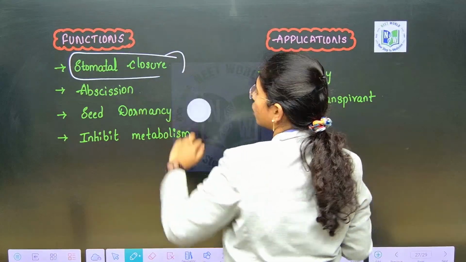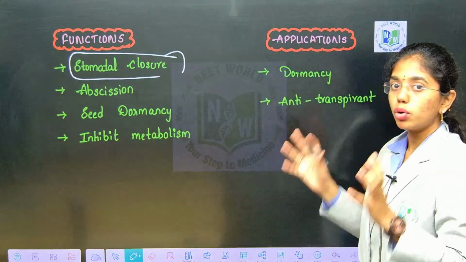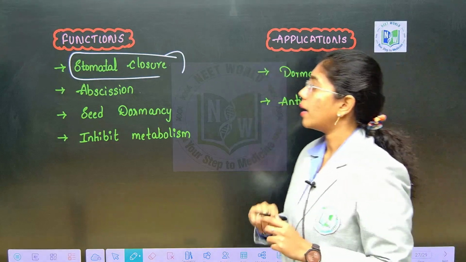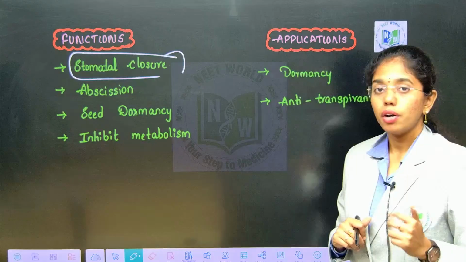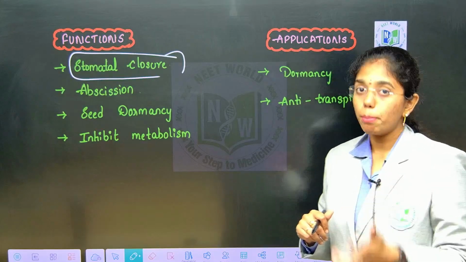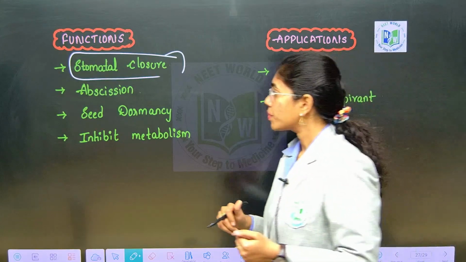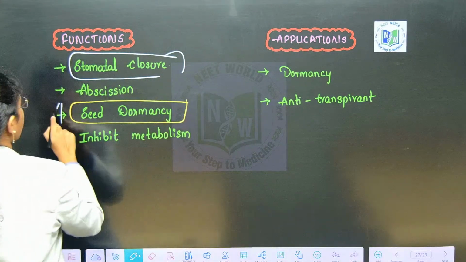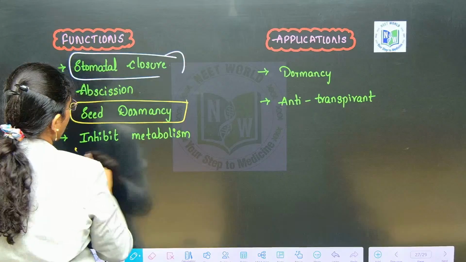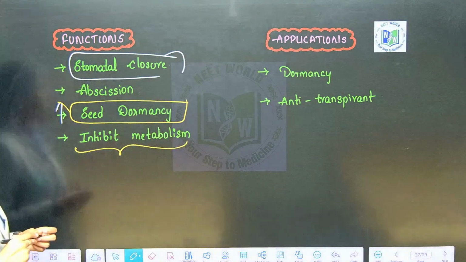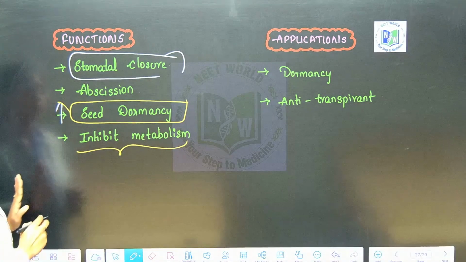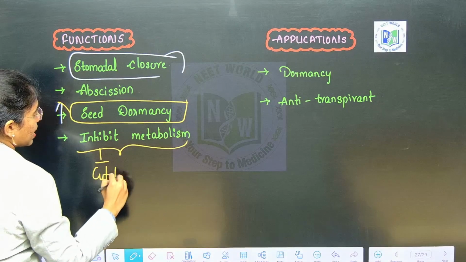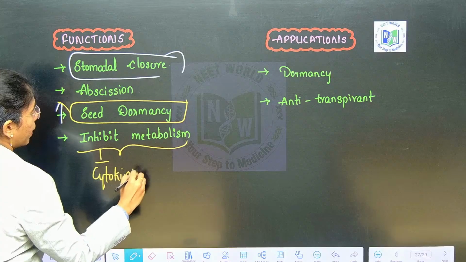During stressful conditions, when the plant is unable to hold the bulk of the leaves and fruits, it will promote the abscission of young flowers, fruits, buds and leaves as well. It will promote seed dormancy during unfavorable conditions, and it will inhibit metabolism. In inhibiting metabolism, this is antagonistic to cytokinin, where cytokinin will promote metabolism.